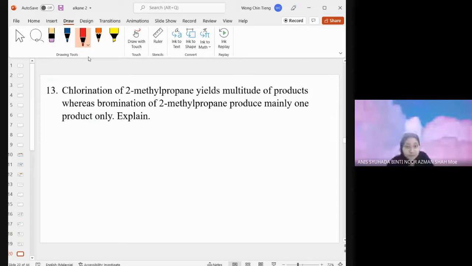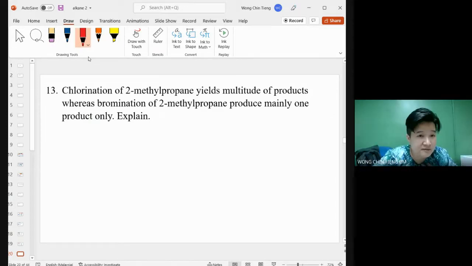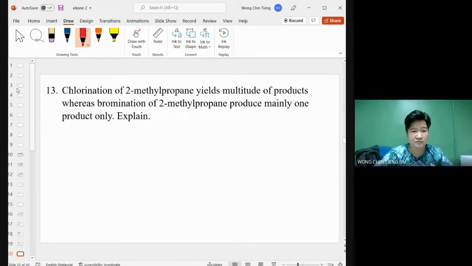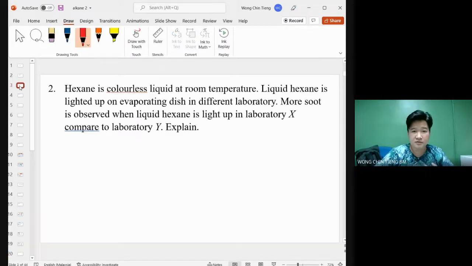I don't know. Sorry. Anis? 2. Okay, boleh. 2. Hexane, colorless liquid. Liquid hexane is lighted up in evaporating dish, different lab. More soot is observed when hexane in lab X compared to lab Y.